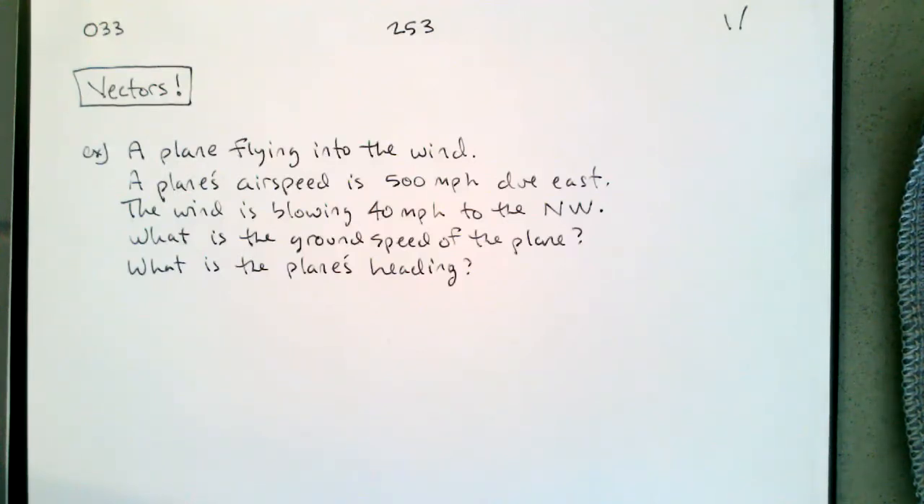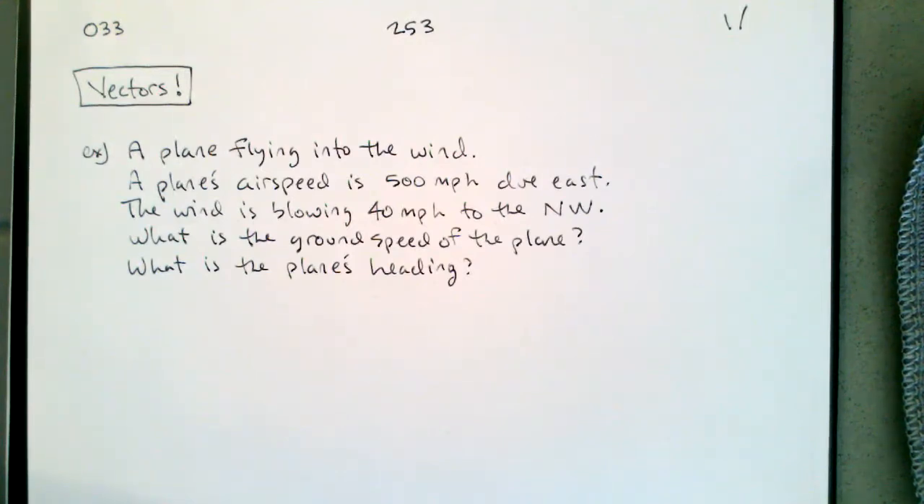And so we want to figure out what's actually happening to the plane. So that'll be the plane's ground speed and the heading. Those are the two components of what the plane is actually doing. All right, so let's draw a picture of what's going on so we can break everything into components.